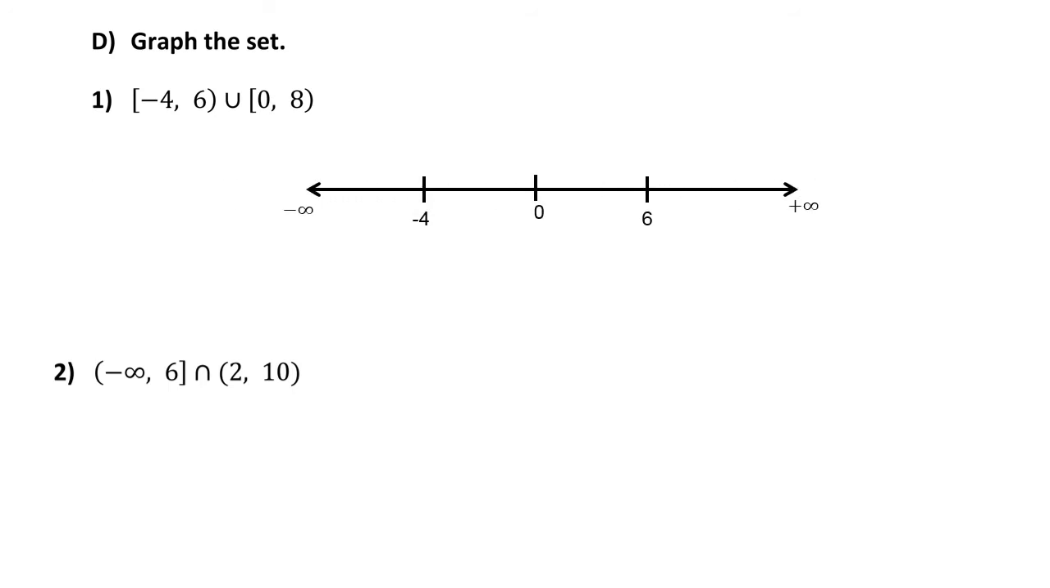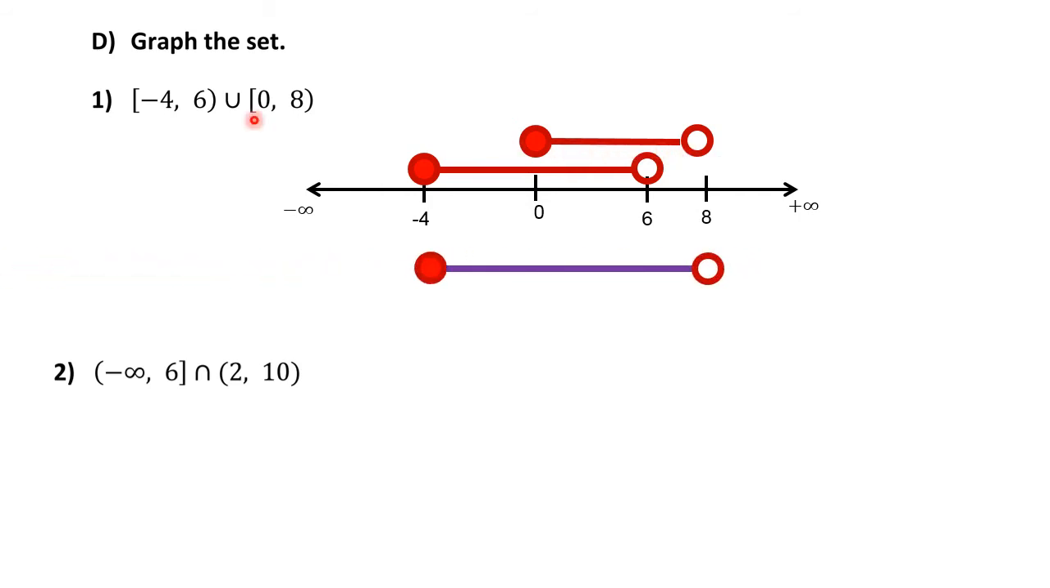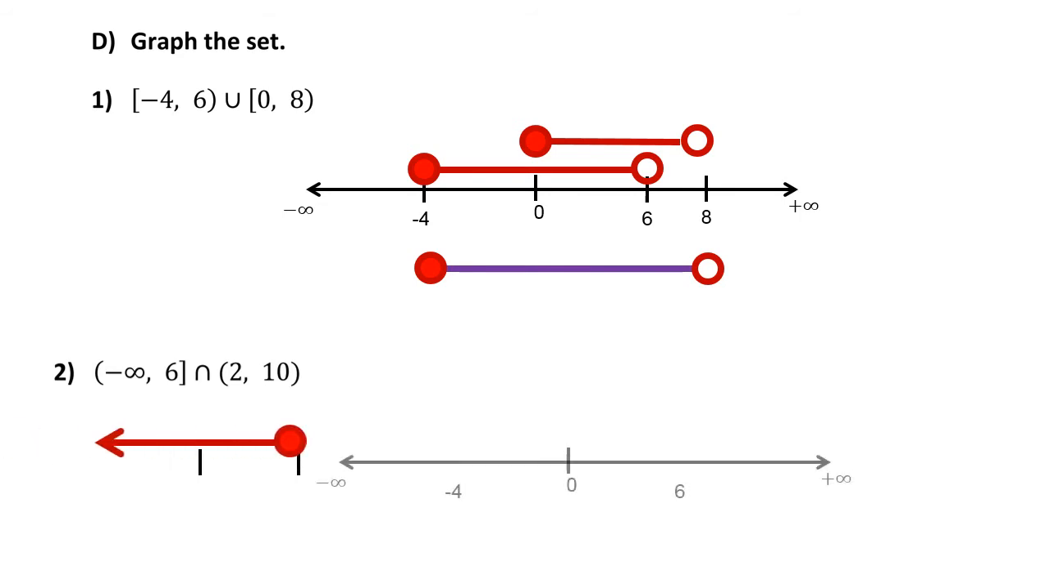Draw a circle above minus 4 and color it. Draw a circle above 6, leave it blank, then join these two circles with the help of a straight line. Draw a circle above 0, color it. Draw a circle above 8 and leave it blank, then join these two circles with a straight line. We have to find the union, so minus 4 to 8 is our solution set.